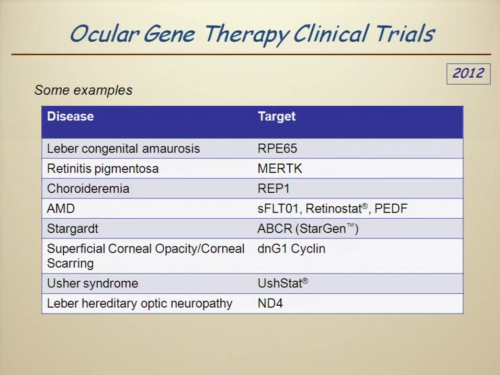And in aggregate, the vision community is quite vigorous in working in the area of gene therapy. Leber congenital amaurosis, RP65 started the ball rolling. Here's Usher syndrome and Stargardt's, soluble FLT. Many of these currently are being done outside the U.S., but we expect that they will be moving here into the States soon.